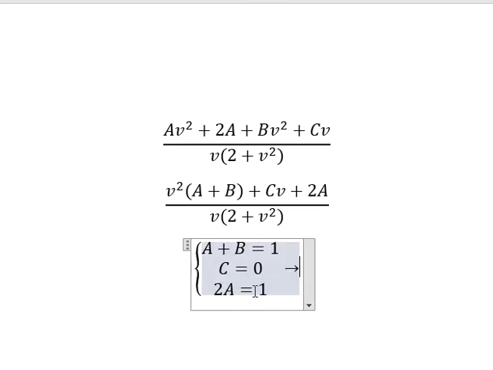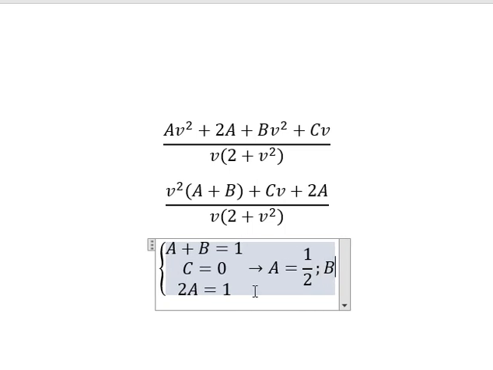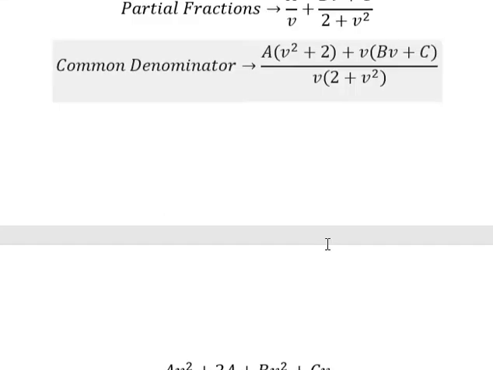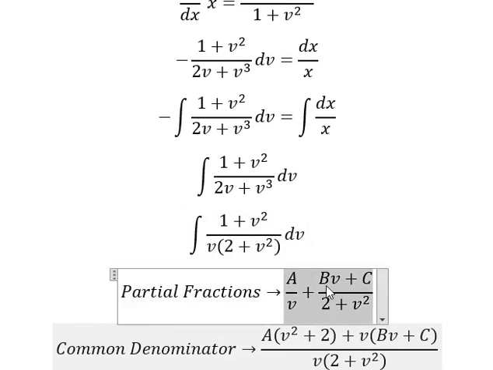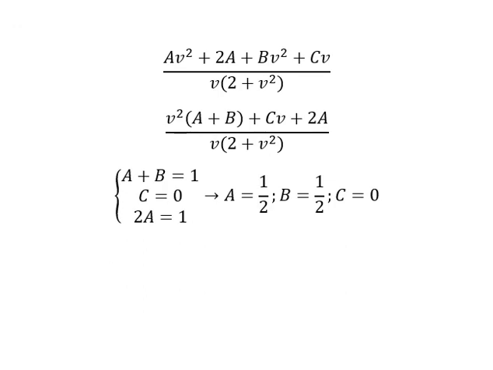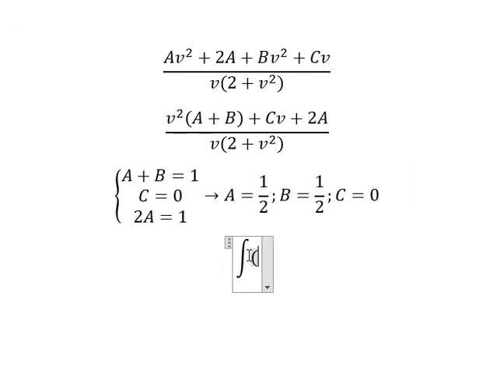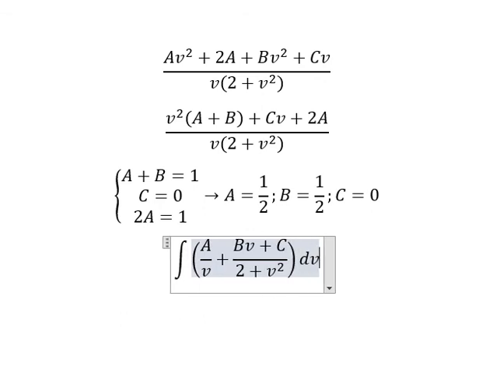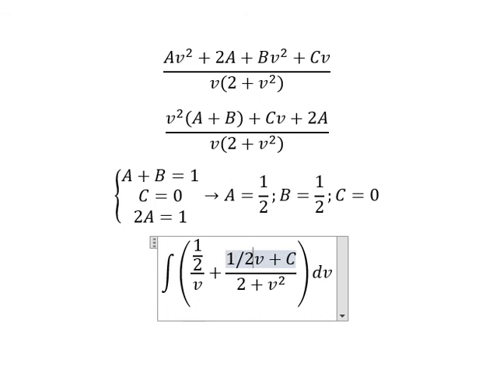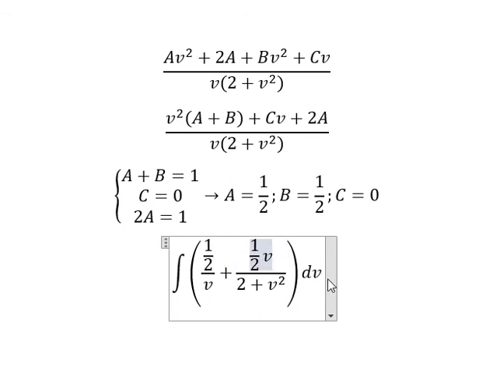So we find the solution of A, B, C. A equals 1 over 2, B equals 1 over 2, C equals number 0. So we put A, B, C here. A is 1 over 2, B is 1 over 2, C is number 0. So we just simplify like this.